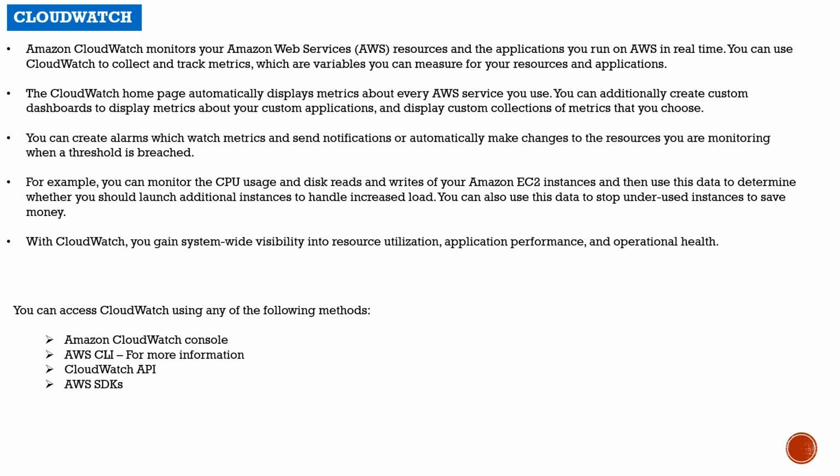So for example, you can monitor the CPU usage and disk reads and writes for your EC2 instances, and then use this data to determine whether you should launch additional resources or instances to handle increased load. And we can also use this data to stop underused instances.